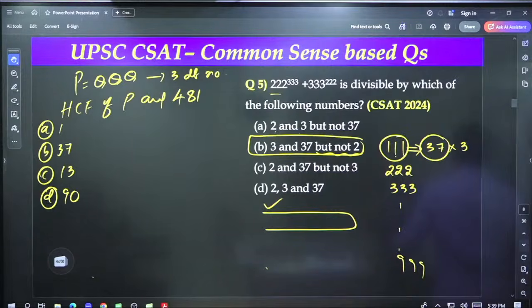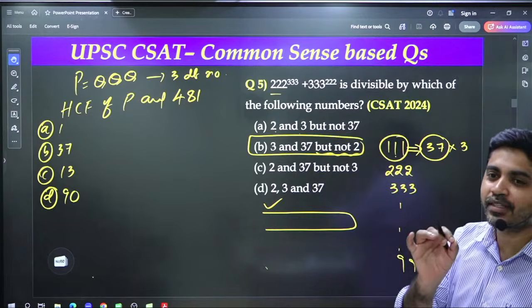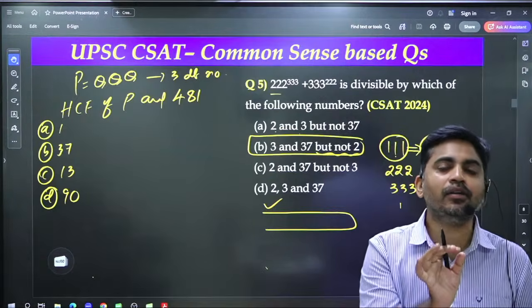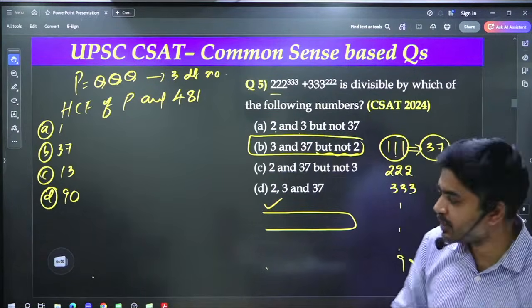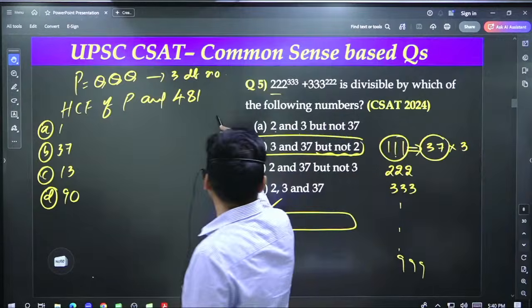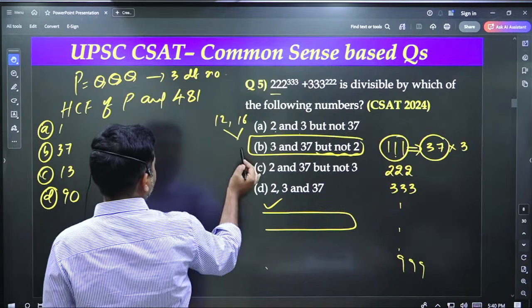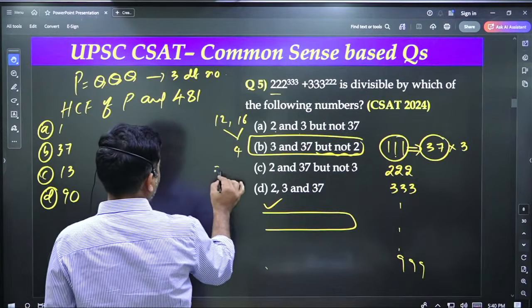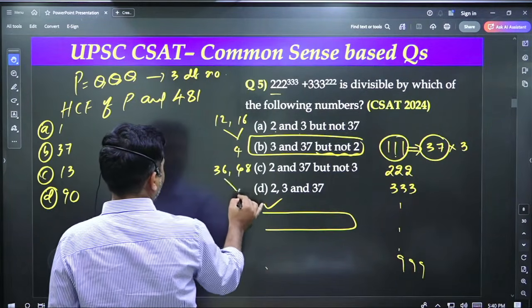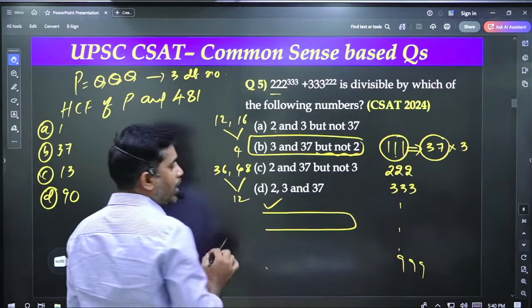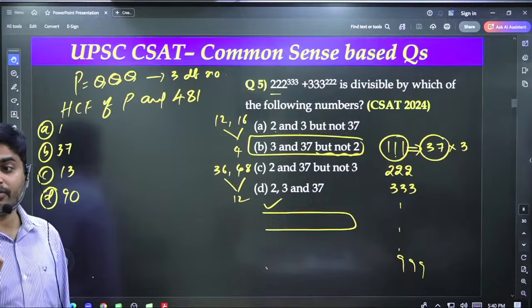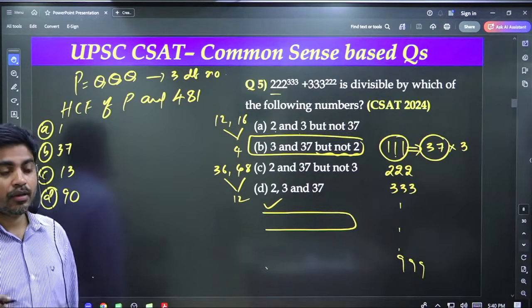So now the problem is how to find HCF. You know, right? What is HCF? It means highest common factor. How to find HCF? I'll tell you the best simple method. Always take the difference between the numbers. For example, 12 and 16 given. HCF is 4. Simply take the difference. 36 and 48, difference is 12. So HCF is equal to the difference between the numbers or maybe the difference's factors.